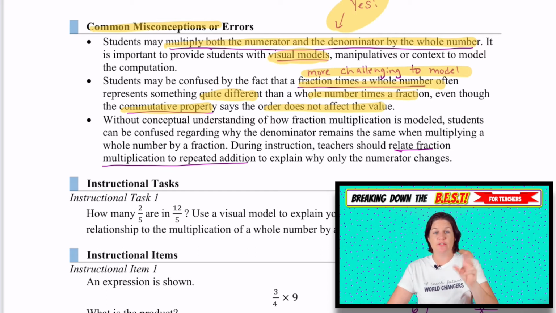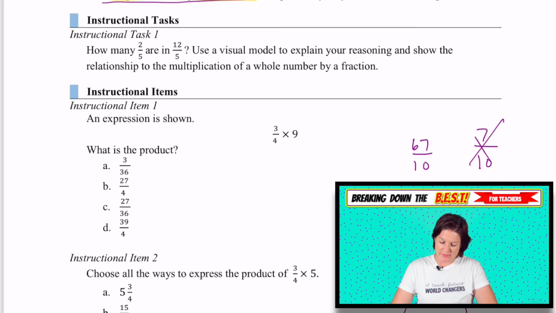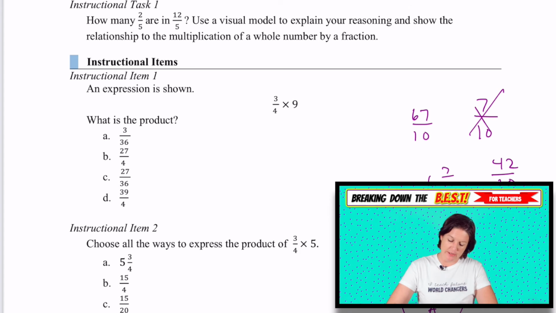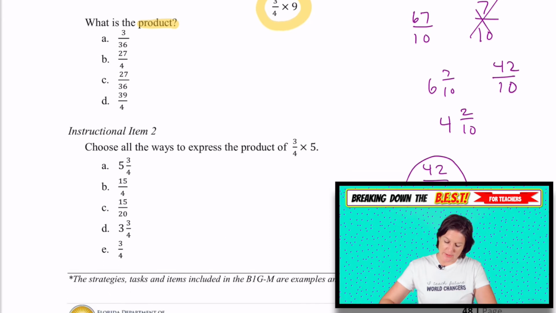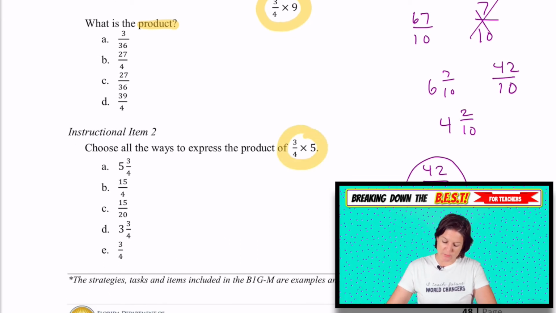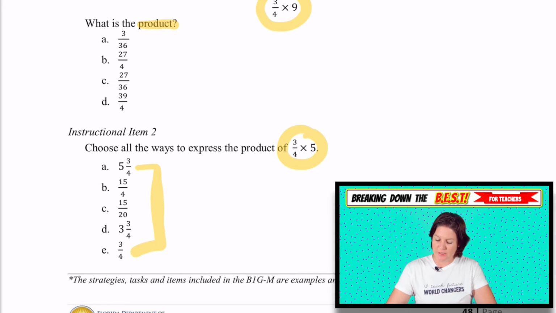But at the end, we do flip it back to say how it was a portion of something. It says that students should relate fraction multiplication to repeated addition, which we will do too. So here we can see this in action. How many 2/5 are there in 12/5? Use a visual model. Here we have a fraction times a whole number, so what's the product? And choose all the ways to express this product, looking at all of these answer choices, okay? And right here, just ignore all that. I was marking something up to create a test for you, so we'll just erase that.